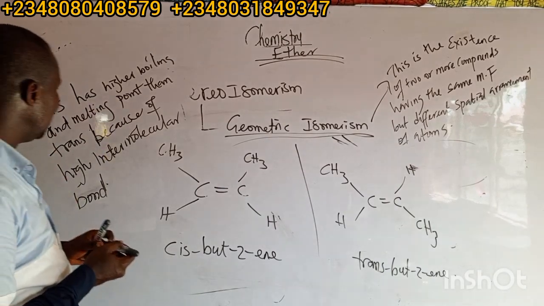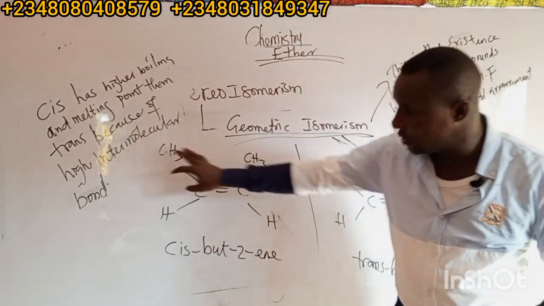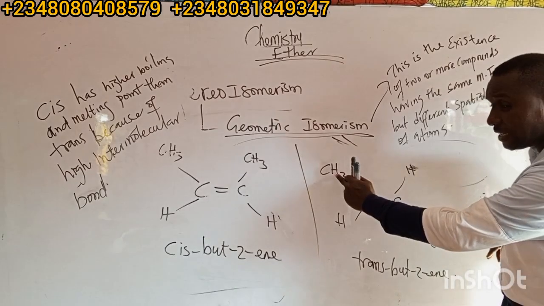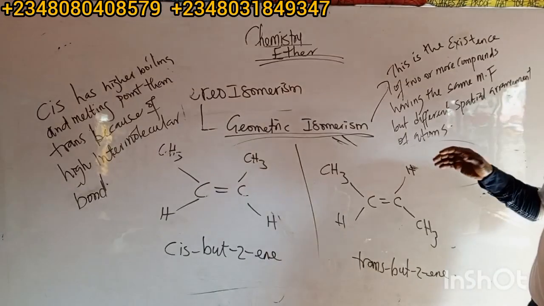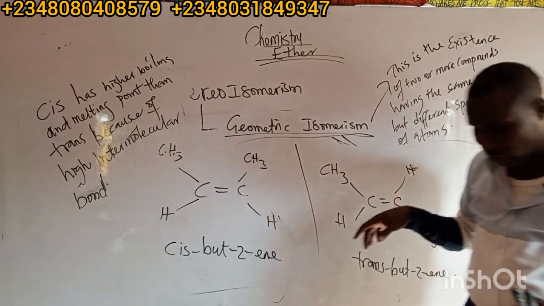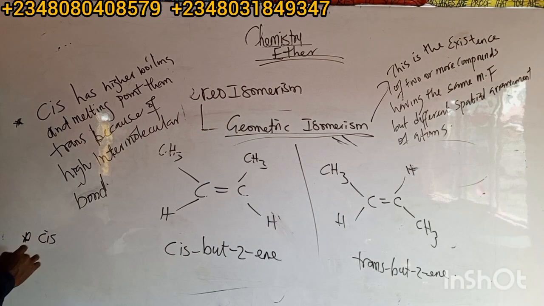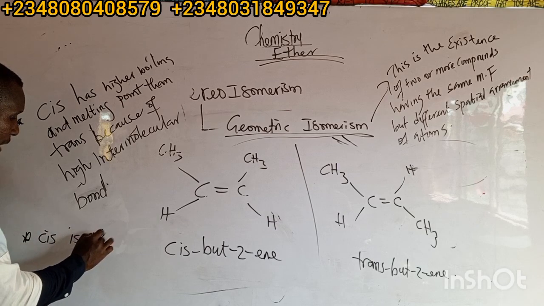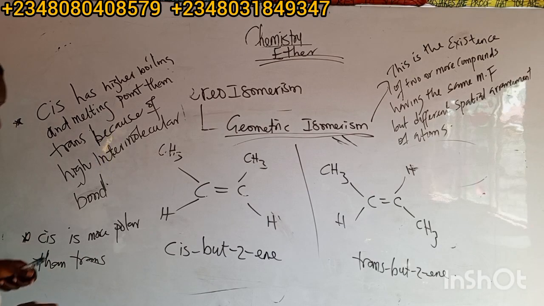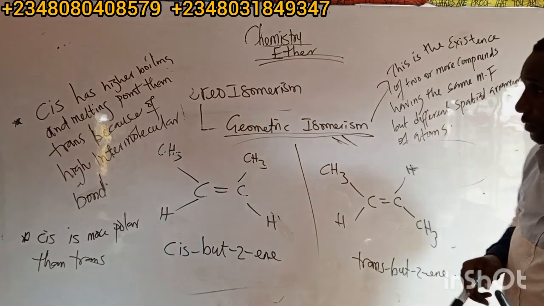Take note. Cis has a higher boiling point and melting point than trans. When you have the same group of atoms on the same side, this is cis. But when you have them adjacent to each other, it's trans. Cis has a higher boiling point than trans because of higher intermolecular bond in cis. And cis is more polar. Cis geometric isomer is more polar than trans. Take note of that.